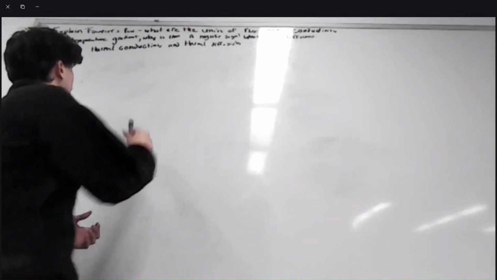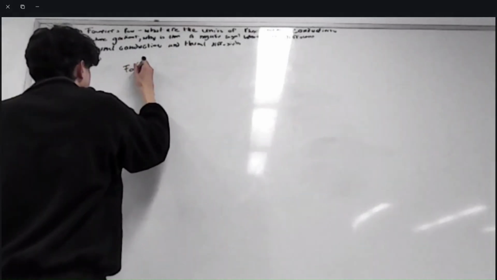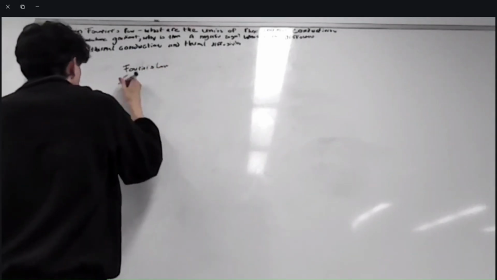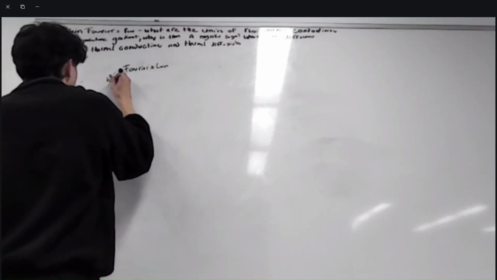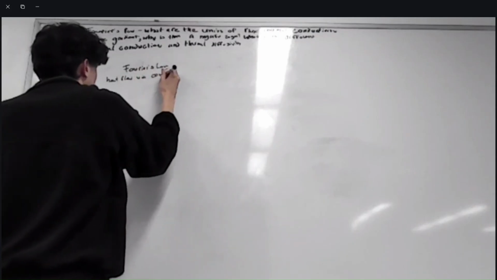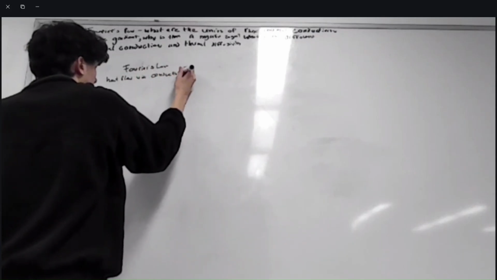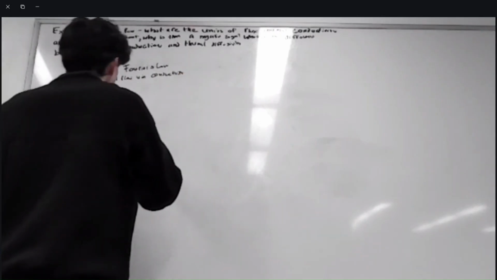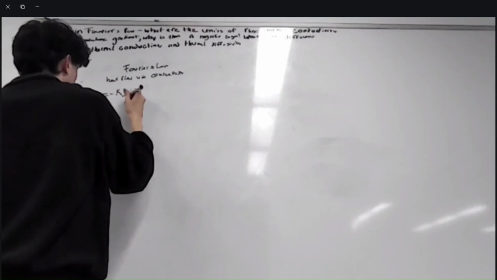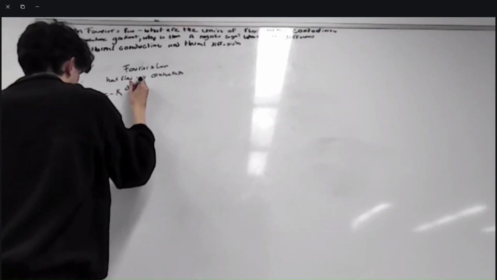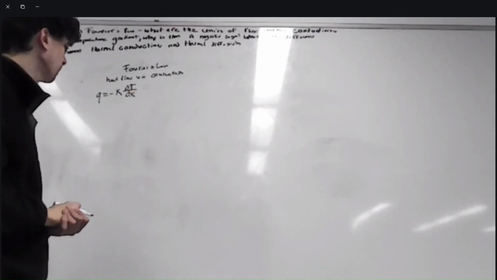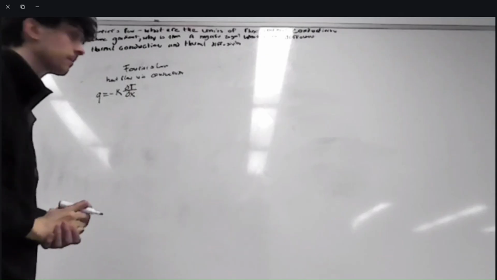So to start, we're going to focus on Fourier's law, which is an equation that represents heat flow via conduction. And this equation relates the heat flux to the negative thermal conductivity and then to the temperature gradient with respect to position. So this is represented by q equals negative k dT/dx.